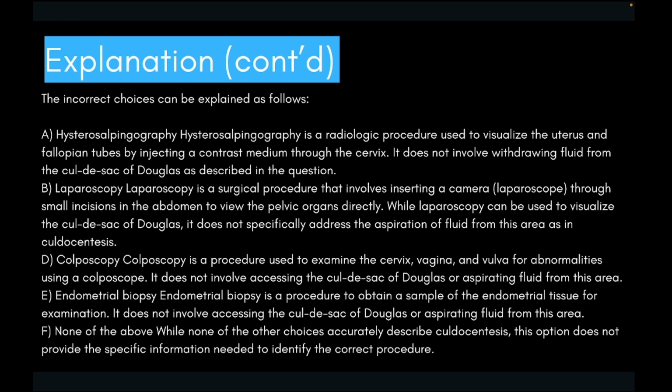Colposcopy. Colposcopy is a procedure used to examine the cervix, vagina, and vulva for abnormalities using a colposcope. It does not involve assessing the cul-de-sac of Douglas or aspirating fluid from this area. Endometrial biopsy. Endometrial biopsy is a procedure to obtain a sample of the endometrial tissue for examination. It does not involve accessing the cul-de-sac of Douglas or aspirating fluid from this area.